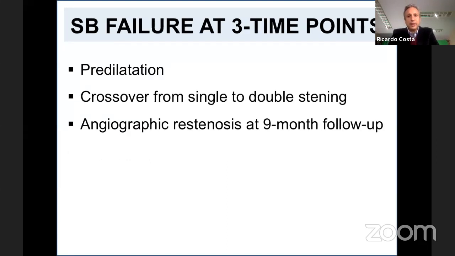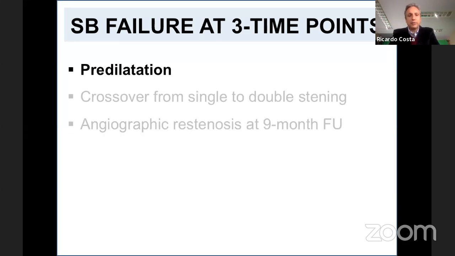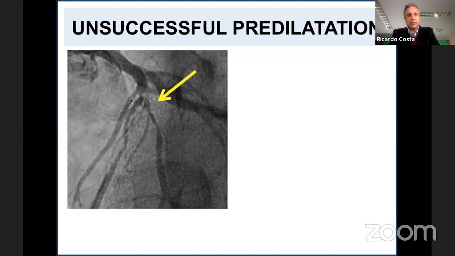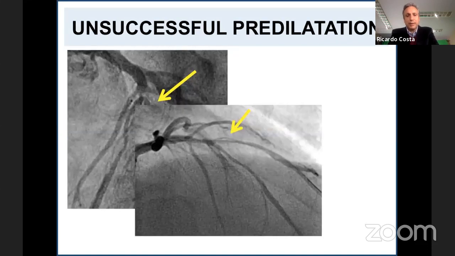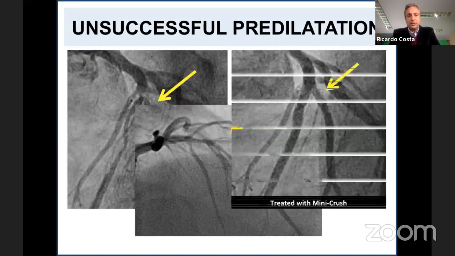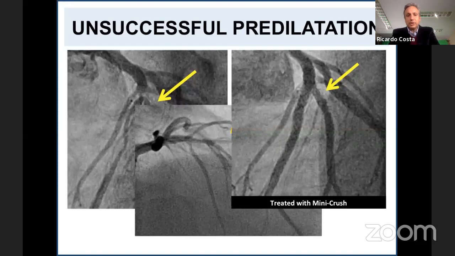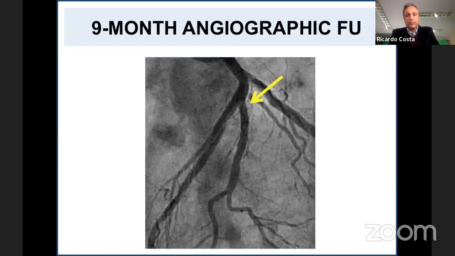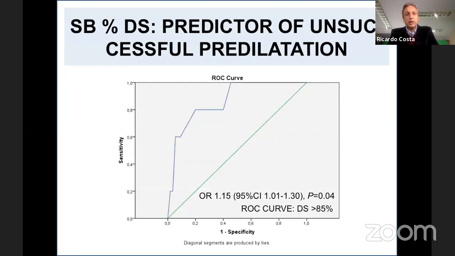So side branch failure was assessed at 3 different time points. We had a predilatation, crossover from single to double stenting, and also angiographic stenosis at 9-month follow-up. So first, at predilatation, this is one example. After predilatation, one would expect a significant dissection. This patient was treated with mini crush technique, and this was angiographic follow-up at 9 months with a great, well-sustained result. The only predictor that was identified for a successful predilatation was the percent diameter stenosis.